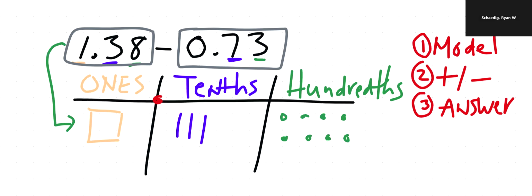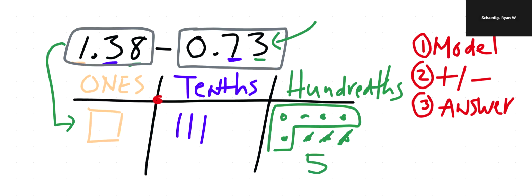And I'm going to start taking away in my smallest place value. So I am going to start in the hundredths place. And according to this second number, I need to take 3 of them away. So I'm going to do that. 1, 2, 3. Well, what that leaves me with is 1, 2, 3, 4, 5 hundredths left over. And then I'm going to come over here and I'm going to do the same thing. I have 3 tenths and I'm going to take 7.